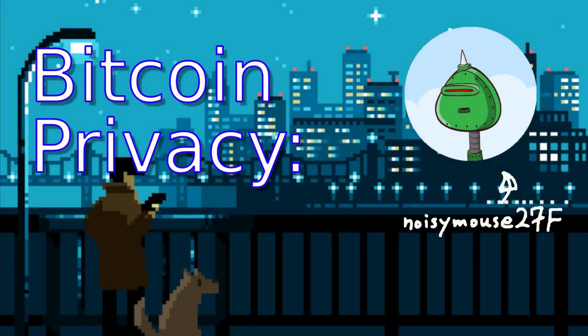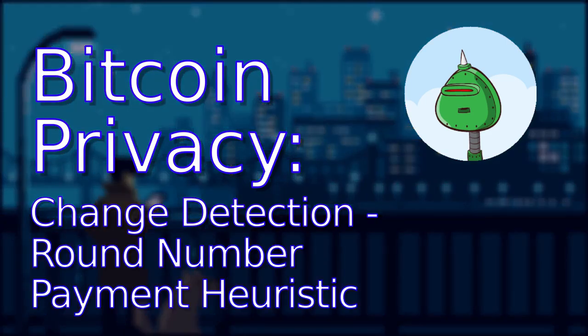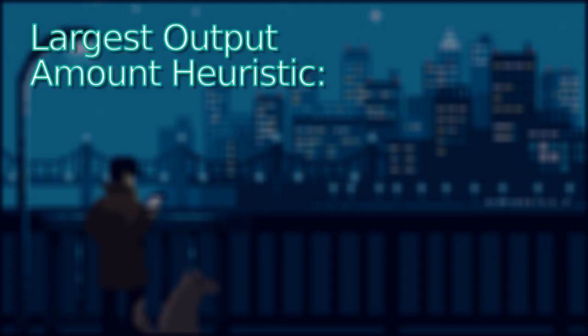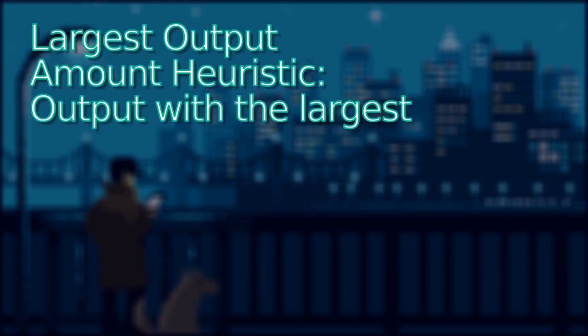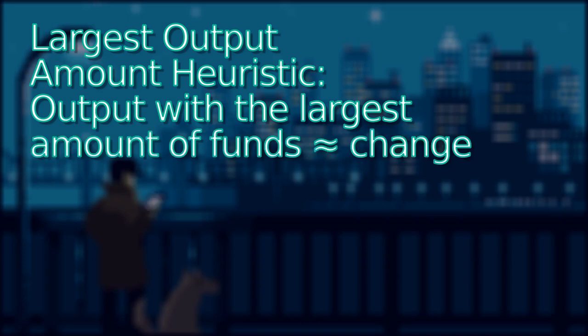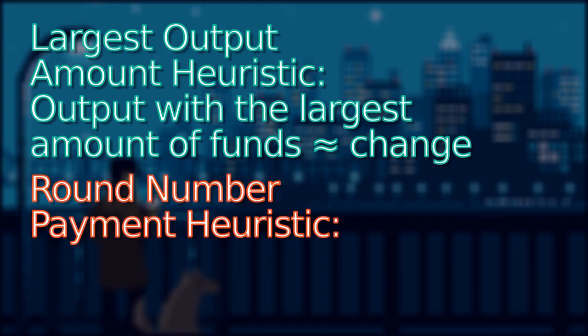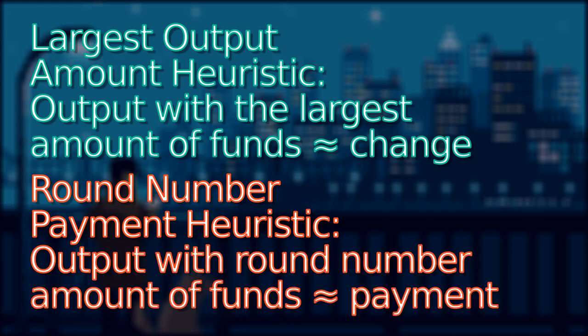In this video, we'll be looking at round number payment heuristic. Similar to our previous heuristic, where we try to follow our subject's activity by following their change output based on the output with the largest value. In round number payment heuristic, we make the assumption that the output with round number value is the payment output, which would mean that the other output should be the change output.